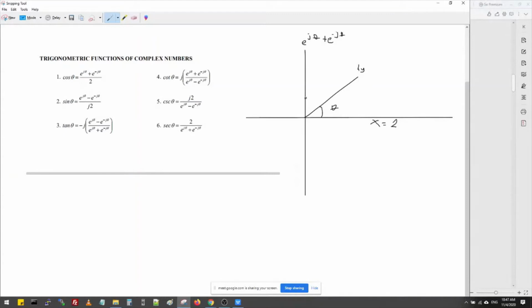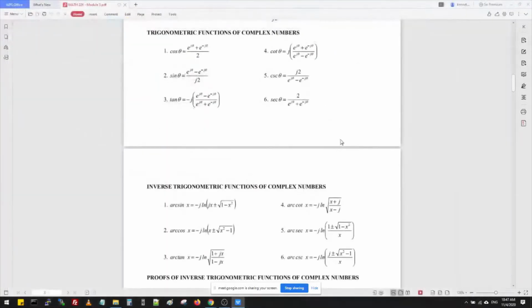So review nyo lang inyong SOHCAHTOA. Then you can manipulate this one to get the value of the tangent. So take note lang sa aton nga sign. Okay, so we have the positive and negative. So that is for the trigonometric functions.